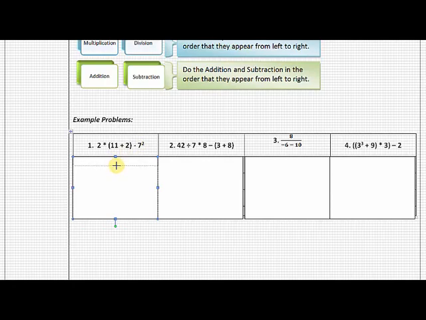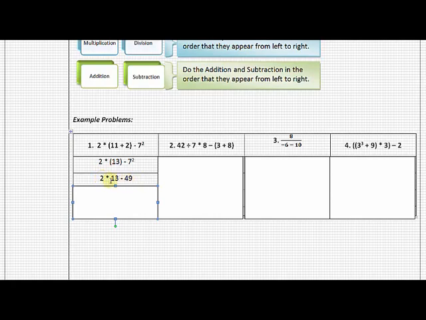So if we combine 11 plus 2, we get 13, so we copy everything else down, and the problem now reads 2 times 13 minus 7 squared. So we've simplified this group down to one value. So the next step tells us to look for exponents. So right here I have 7 to the second power, or 7 squared, which tells us to multiply 7 by itself twice. And 7 times 7 is 49. So on our next line, we're going to simplify it down to say 2 times 13 minus 49.